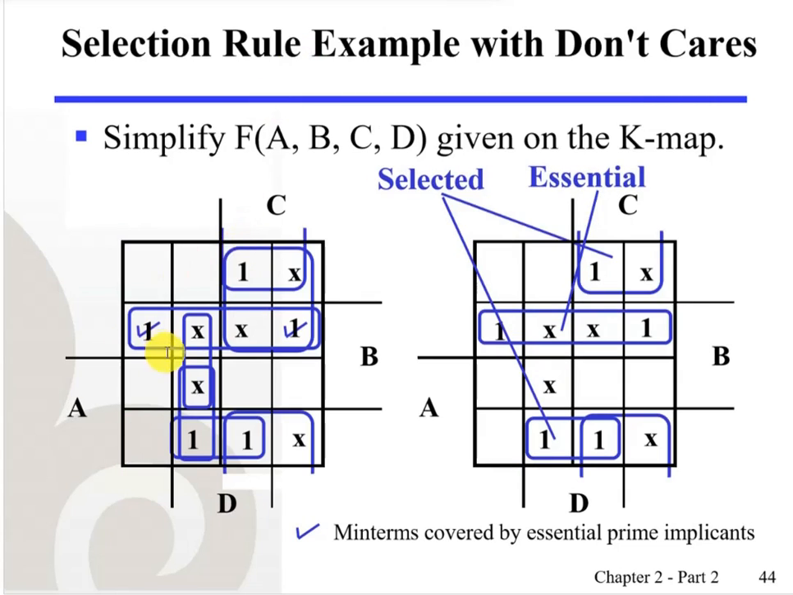In this example, we are using the don't cares. Here we have some overlap between this prime implicant and all of them. But in this case, these are the prime implicants without overlap, including don't cares. We are using don't cares to form the maximum grouping.